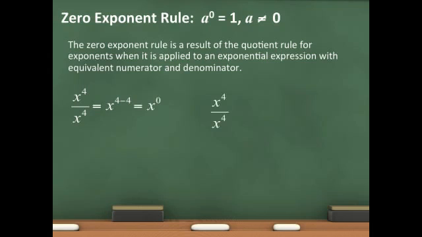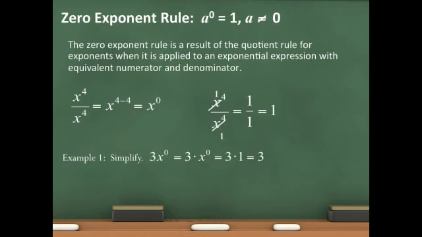However, if you reduce x to the fourth over x to the fourth by canceling common factors, the x to the fourth terms will cancel each other out to give you 1 over 1, which is equal to 1. In example 1, 3x to the 0 power can be written as 3 times x to the 0 power, or 3 times 1, which is 3.